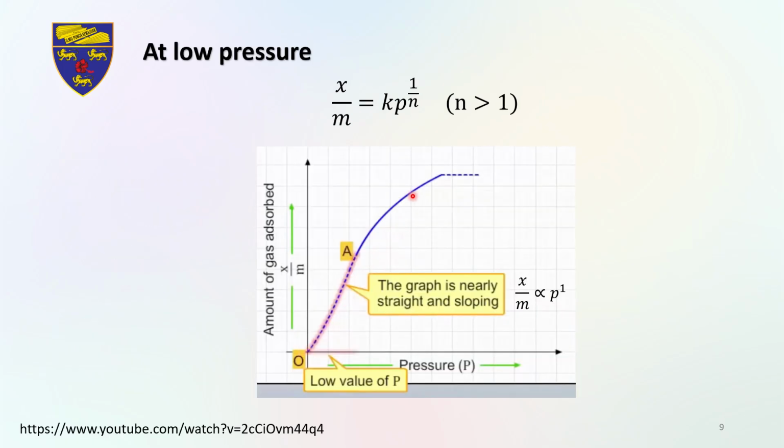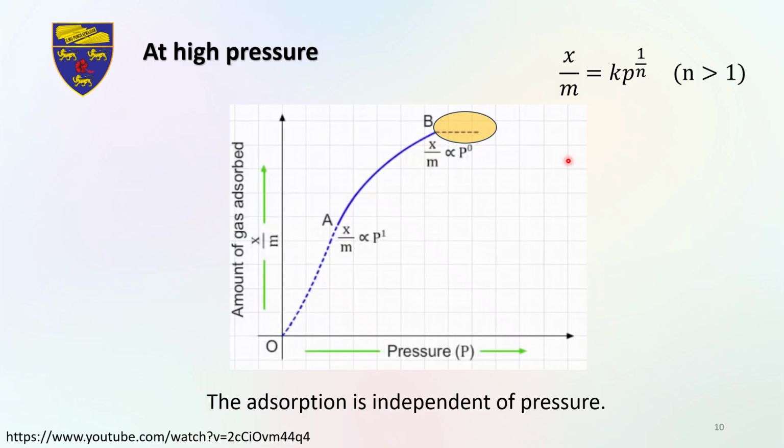At low pressure, the graph is nearly a straight line. The value of 1/n is equal to 1, showing that the amount of gas adsorbed is directly proportional to the pressure. At high pressure, the isotherm levels off, and adsorption becomes independent of pressure. The value of 1/n is equal to 0. Further increase of pressure does not change the amount of gas adsorbed.